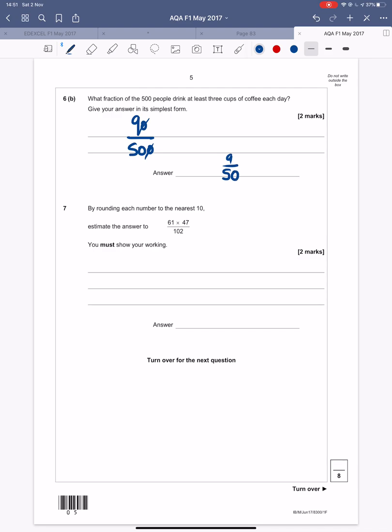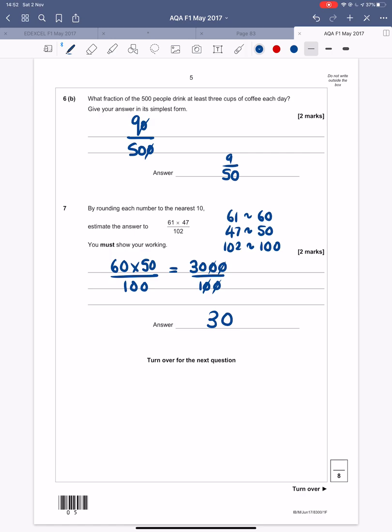Okay, that's simplest form. Right, by rounding each number to the nearest 10, estimate this answer. You must show your working. Well, 61 rounds to 60, 47 is closest to 50, 102 is closest to 100. So it's 60 times 50 divided by 100. 6 5s are 30, and then we've got 2 more noughts, divide by 100, then they cancel, so the answer's 30.